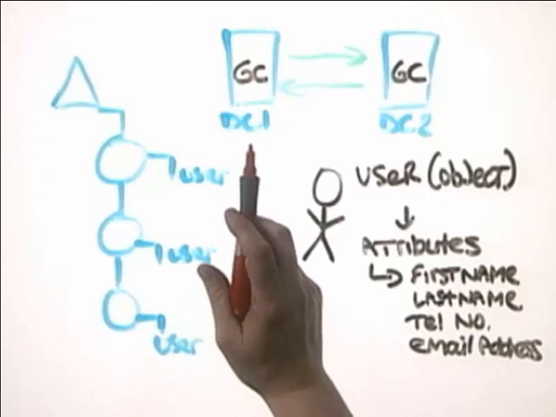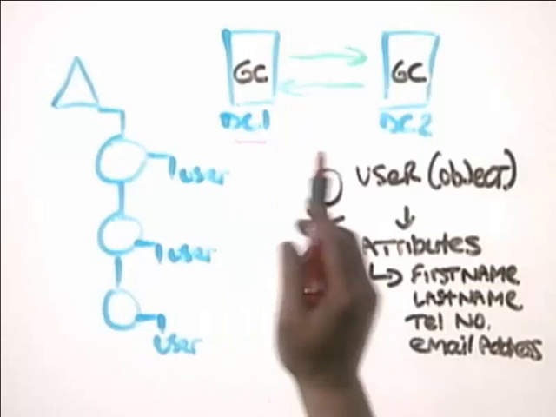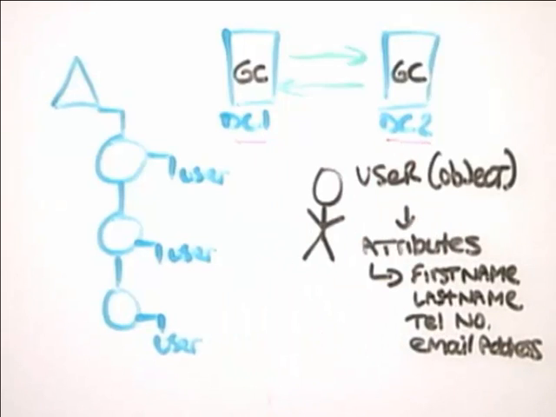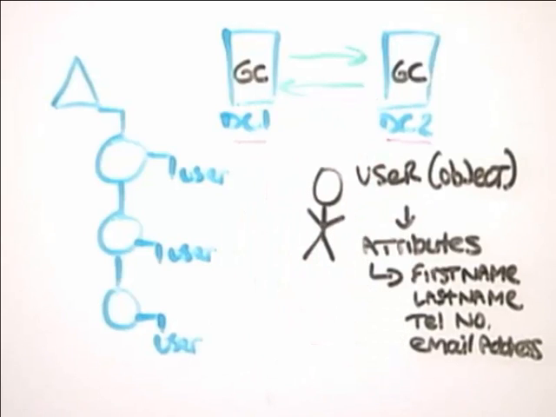The next component we're going to talk about is the Global Catalog Server, or GC. So what does the Global Catalog Server actually do? Looking at the diagrams here, we can see that we've got two domain controllers, DC1 and DC2. Now, both of these domain controllers have been classified as Global Catalog Servers.